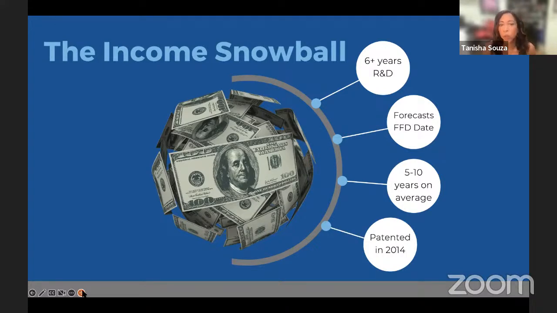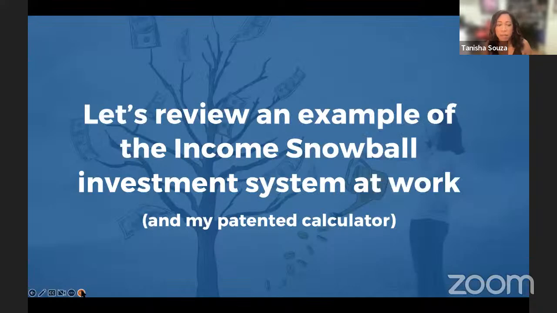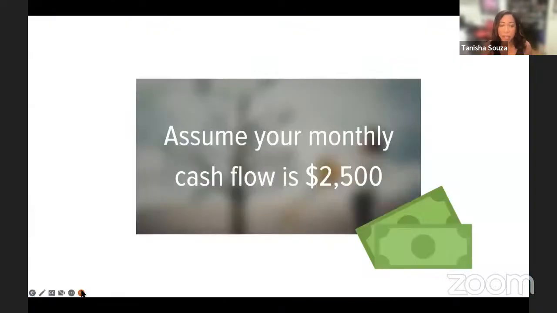Okay, so I'm going to give you a quick overview of that. I've got plenty of videos and information on my website that give you more detailed information, but I'm going to try to explain this as simply as possible so that we can incorporate some examples. So I'm going to review an example of the Income Snowball at work and my patented calculator. Let's assume your monthly cash flow is $2,500 per month.